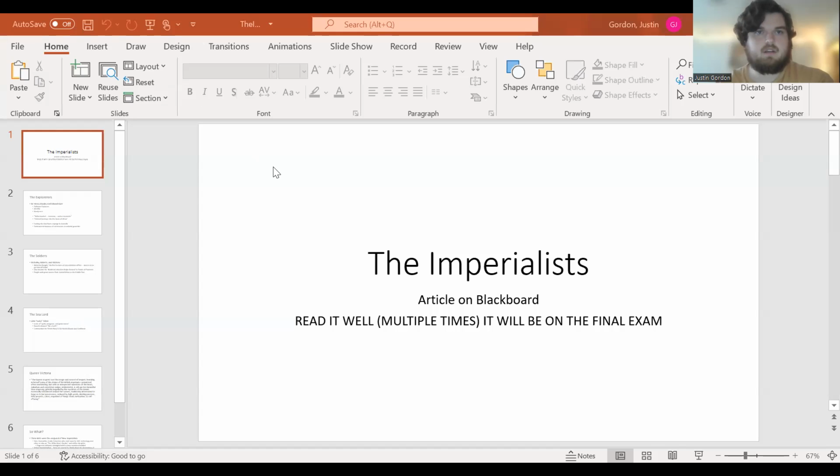Hello, everybody. This is going to be the little lecture discussion of the Imperialists article. Let me pull it up real quick. Oh my goodness, I wish the Zoom thing would get out of my way so I can, there we go.